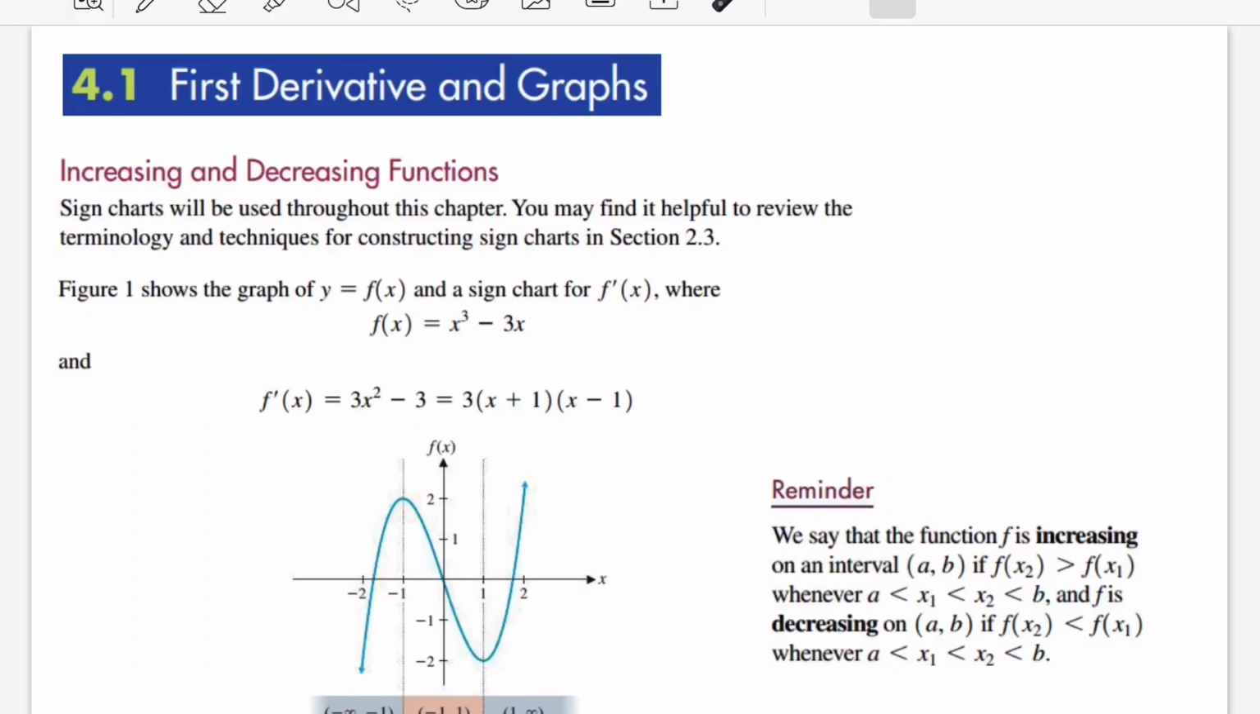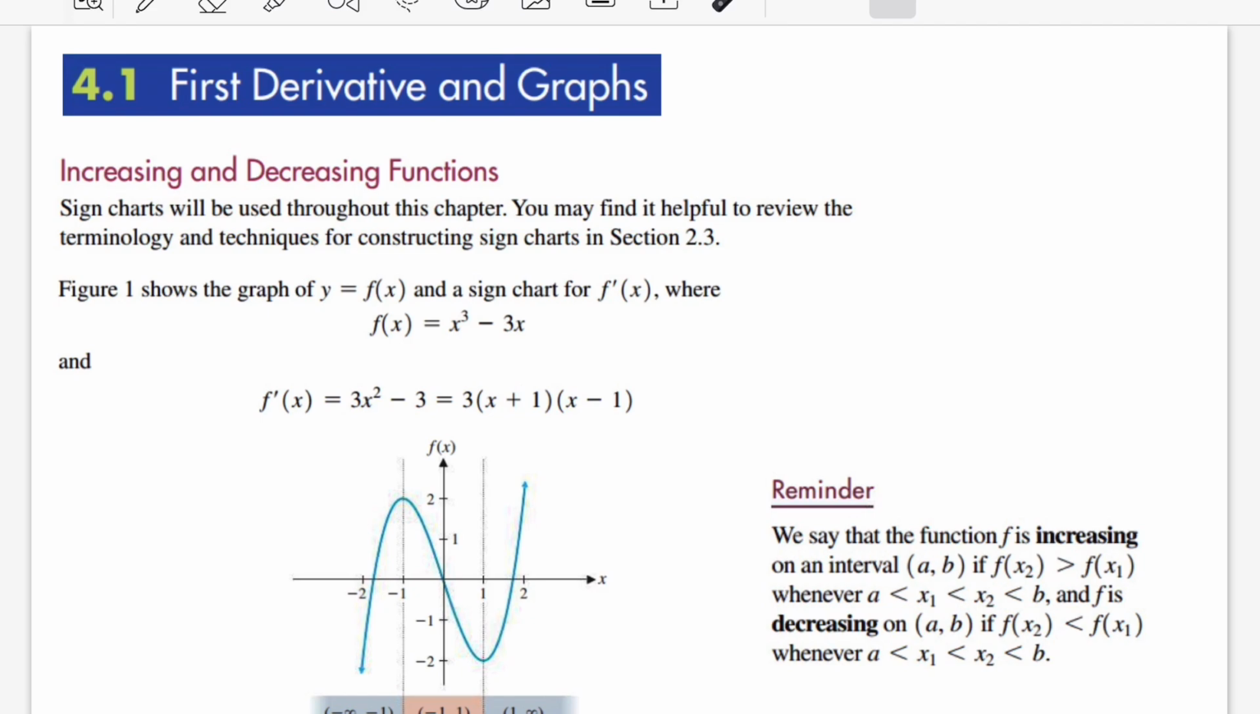So in this video, we're going to go over section 4.1 from our textbook, which talks about the first derivative of a function and how that's related to its graph. So first we'll look at increasing and decreasing functions. And in this video, we will be using what's called sign charts.